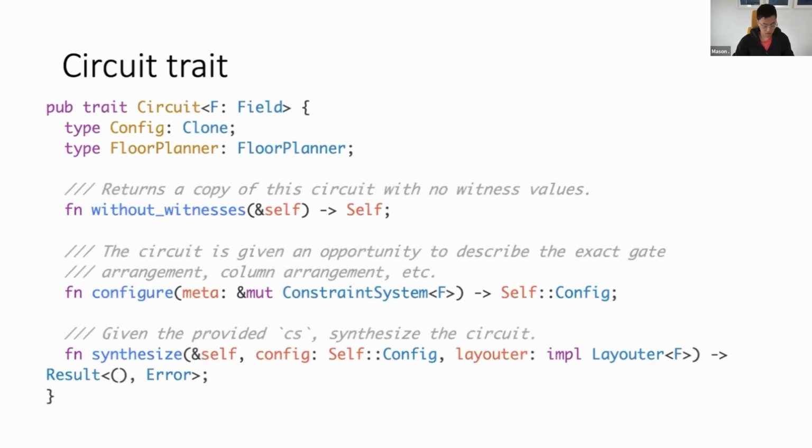And then synthesize is sort of like the assignment function, right? Basically, you get passed back the config, and then what you do here is you use the witness values that your circuit has access to now to fill out the trace table.